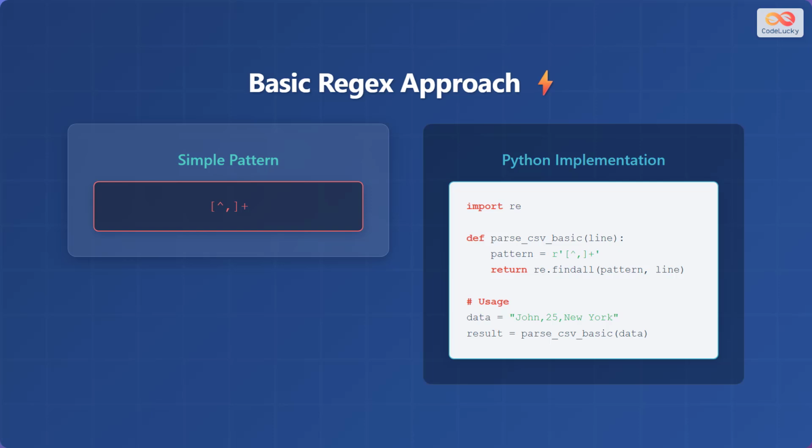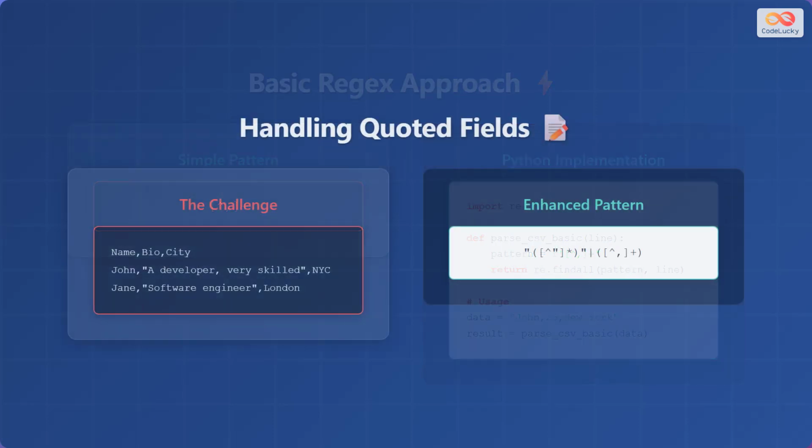The data variable contains a CSV string. The result variable stores the result of the parse CSV basic function when the data variable is passed to it. A challenge arises when we need to handle quoted fields in CSV data. Consider the example shown here. The bio field contains commas within the string and is therefore enclosed in quotes.